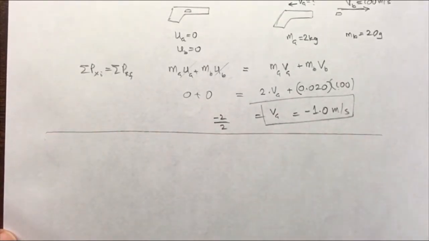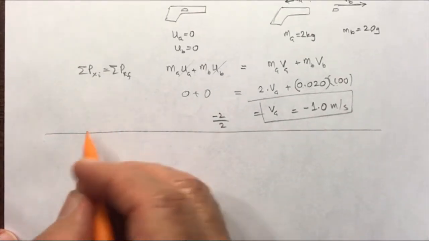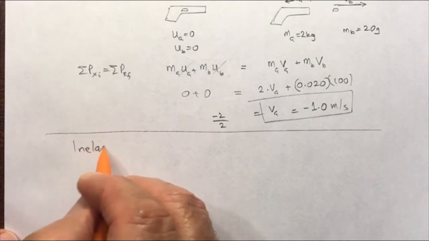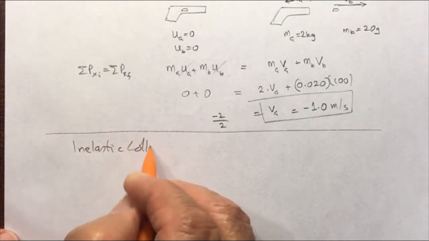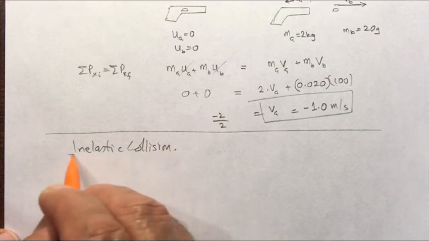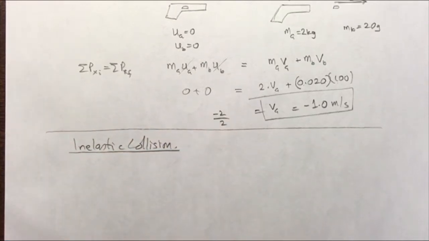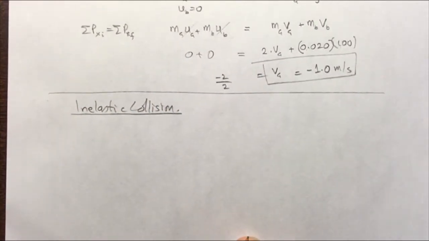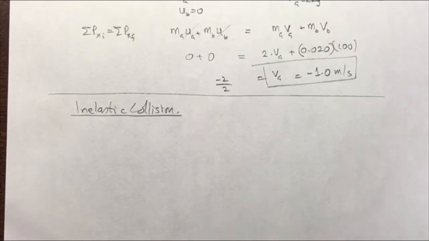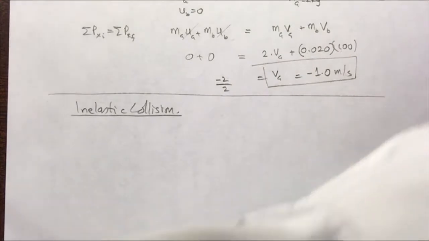So that was a perfectly inelastic collision. Now let's look at inelastic collision. Well, this is somewhat hard to solve unless we know what is the loss of kinetic energy. In the absence of that knowledge, it would be very hard to solve them. So let's look at the earlier example that we did, which was this one.